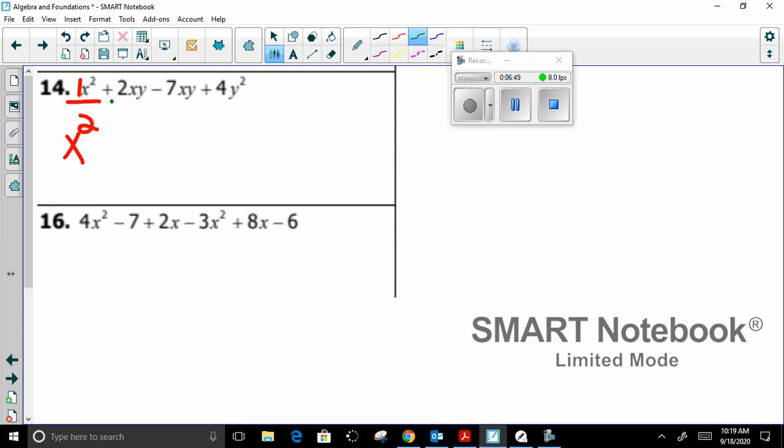Then I have an xy. Do I see any other xy? I do. So keep the like term, keep the xy. Do what the numbers say. 2 minus 7 is minus 5xy.